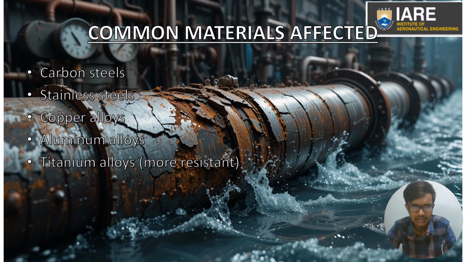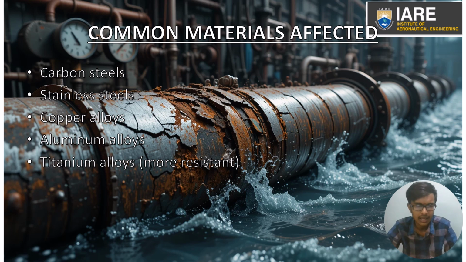And after that, stainless steels. Stainless steels have a protective chromium oxide layer that can be easily damaged. This exposes the metal to corrosion in aggressive and abrasive flow conditions. And after that, copper alloys. These copper alloys form a soft surface film that easily gets eroded in fast flowing or turbulent water.